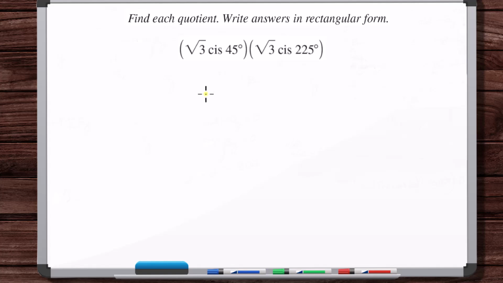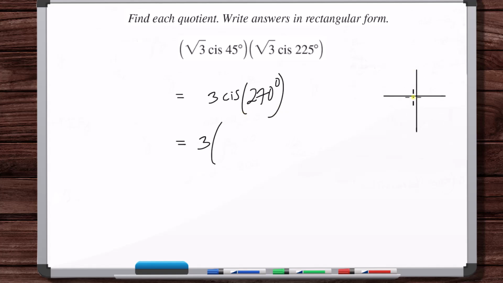This is going to be equal to 3 cis of 225 plus 45, which is 270. That's it. Now putting this in rectangular form, 270 is the negative vertical, so that's going to have a cosine of 0 and a sine of negative 1. So minus 3i.